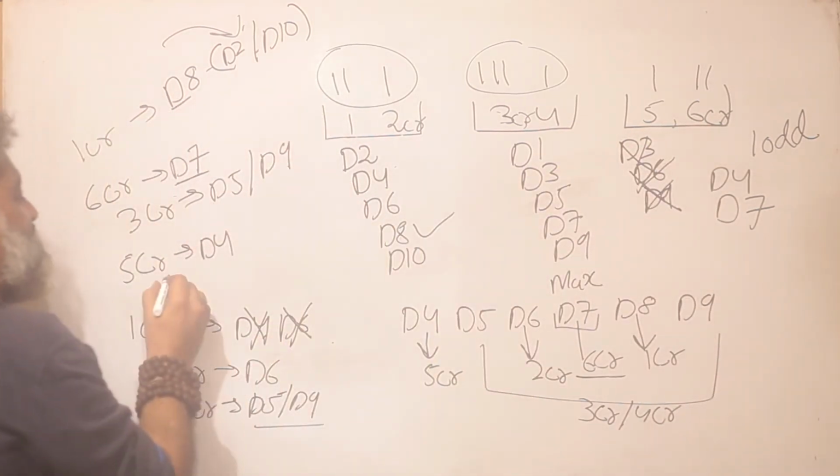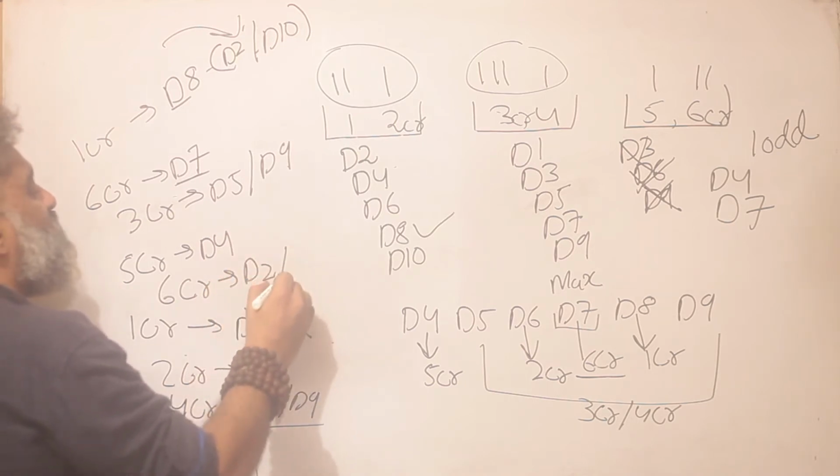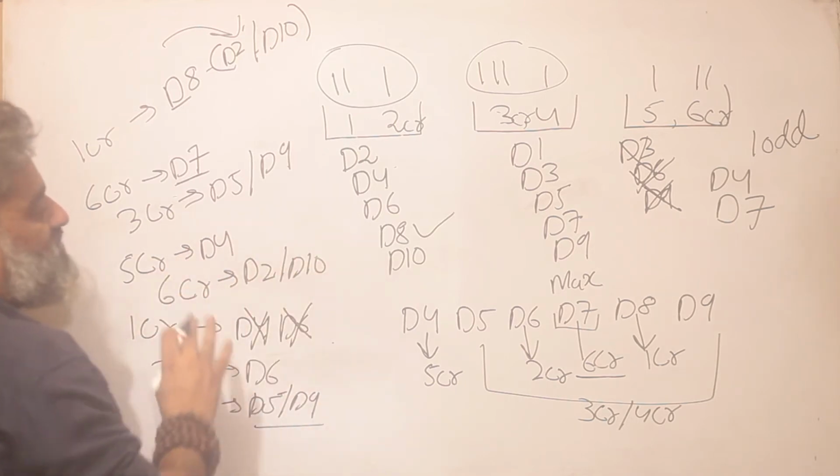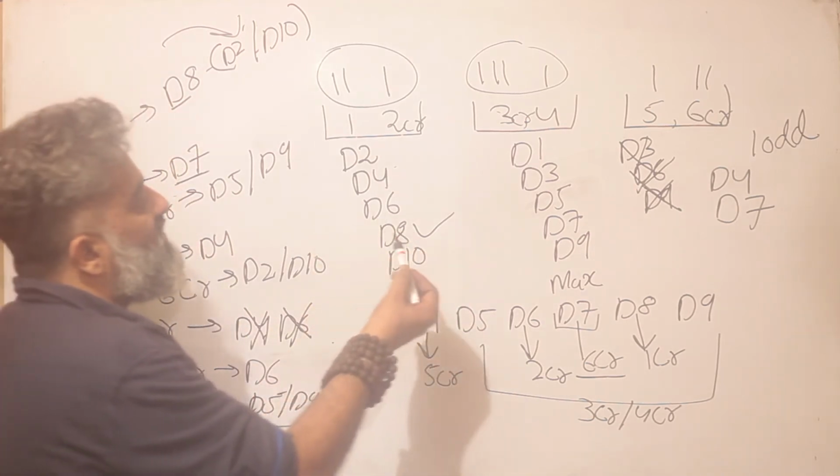So capture that as well. If I think of 6 crore, I will have either a D2 or a D10. Again, I am not sure with the current information. So now let me just consolidate all of this together.